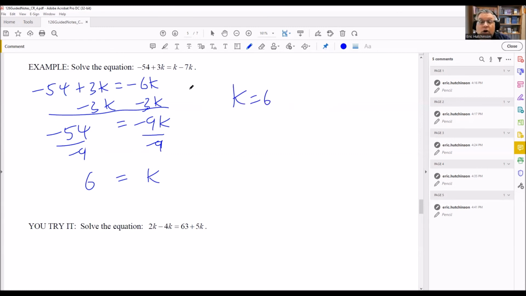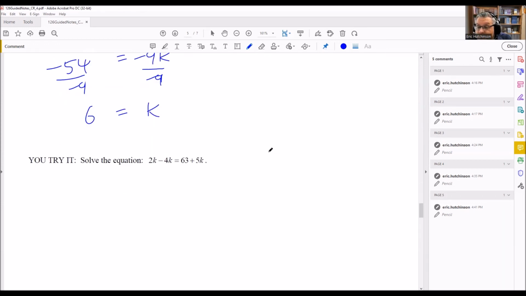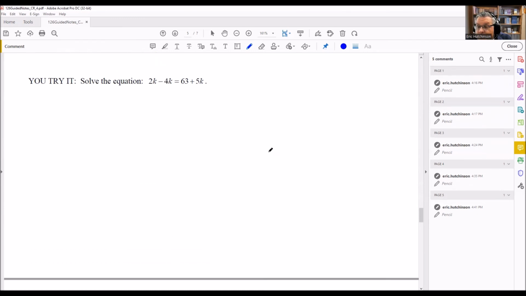So again, that one required us to do a simplifying step first. We did the simplify step. Then we subtracted the k's. Then we divided by negative 9. So that was a 3-step process for that problem. Let's do one more of those kind.